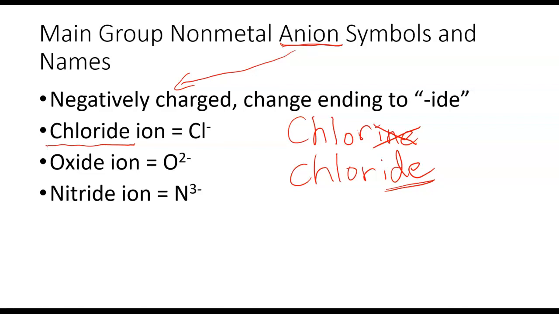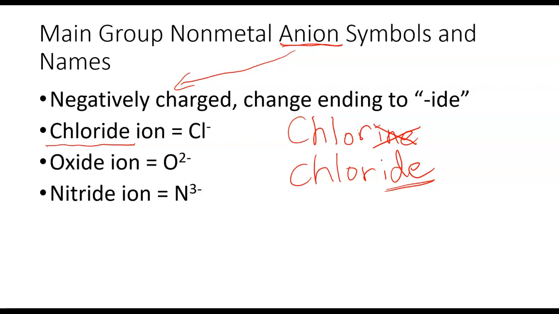So chlorine becomes chloride, oxygen becomes oxide, nitrogen becomes nitride. There's only a few main group nonmetals, so do make sure and practice these. Spelling is going to count. It's very important. So these are our monoatomic ions, so where we have a single atom becoming a single ion.